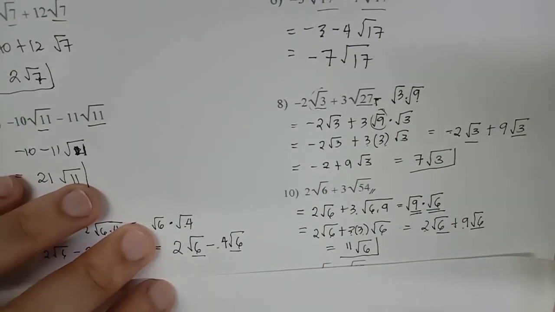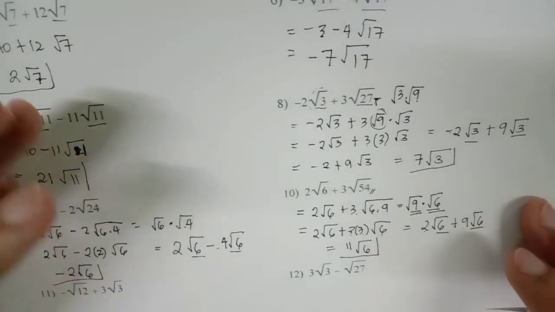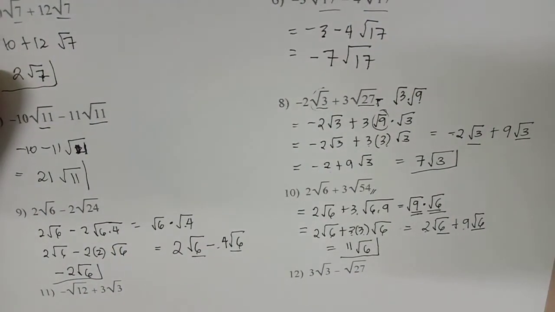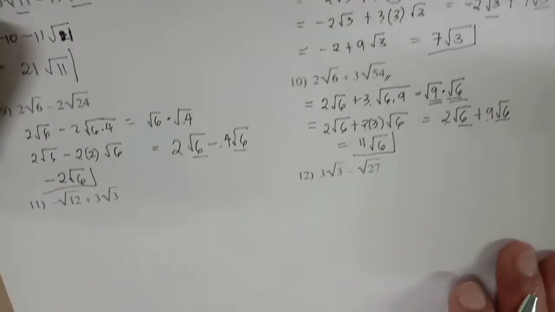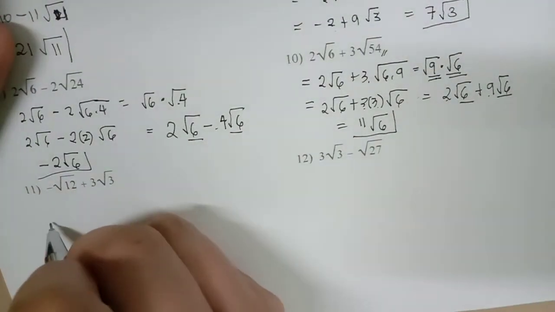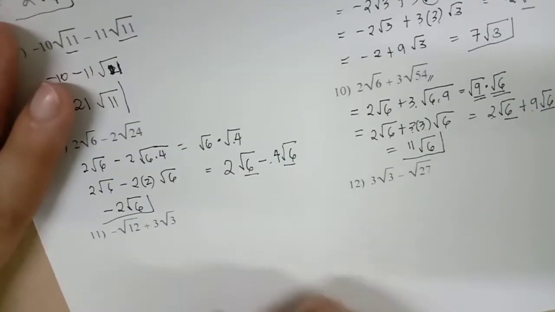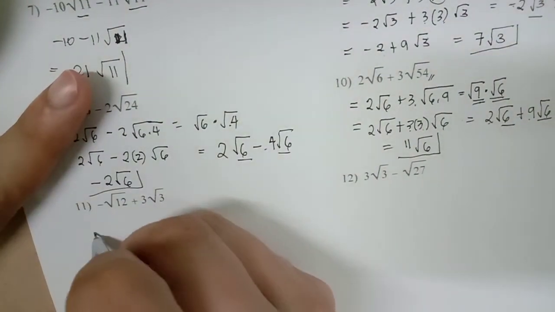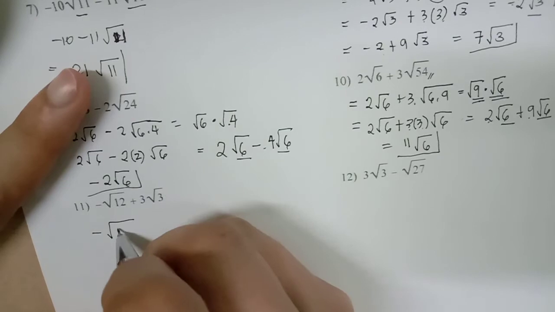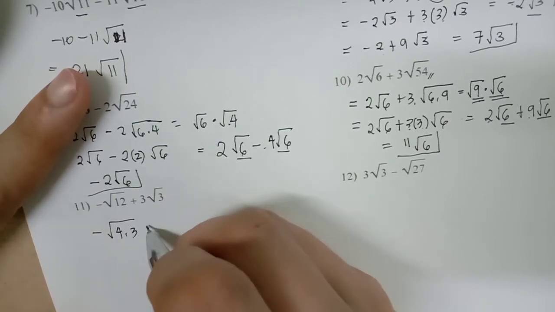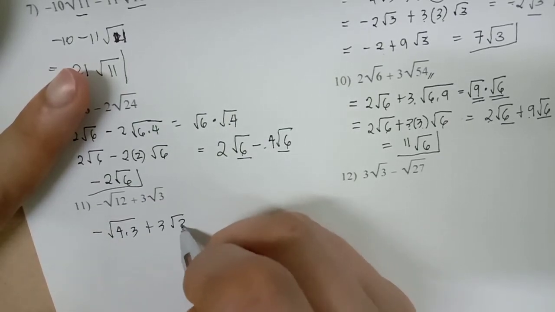Alright. Okay. Next, last 2 po. Ito na, last na. Okay, so we have this one. So, negative 12 plus 3 square root of 3. So, ang gagawin lang po natin dito, hanap lang tayo ng factors ni 12. That is 4 times 3 plus 3 square root of 3.